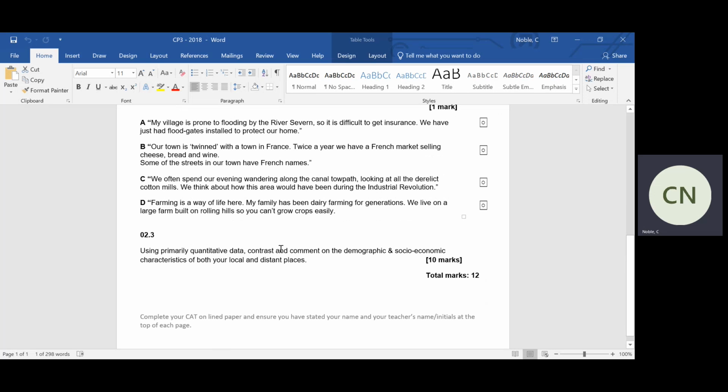The final question actually is related to your place studies. So you will have done some introductory work already based around Poundbury, which is our local place case study, and of course Newham, which is our distant place.